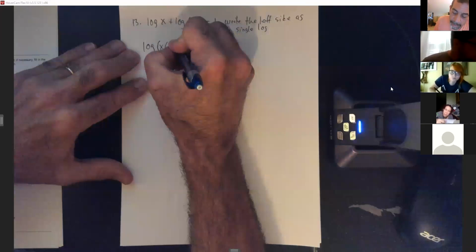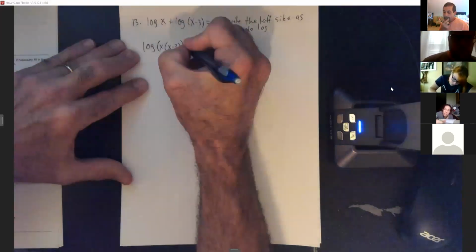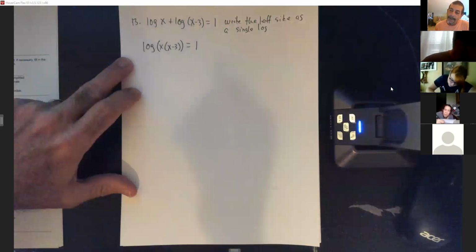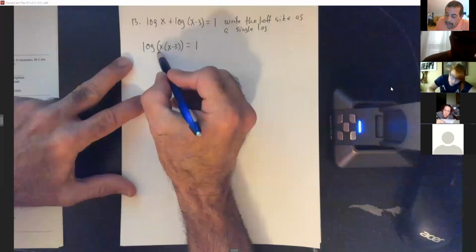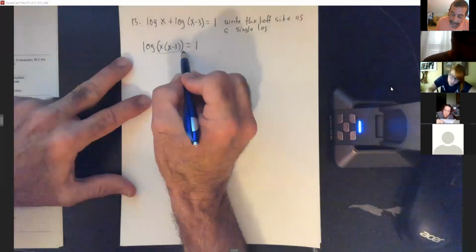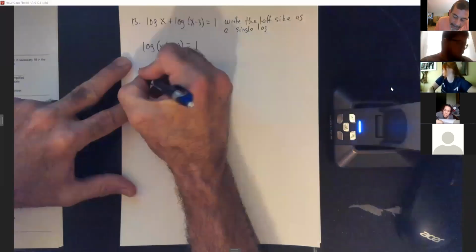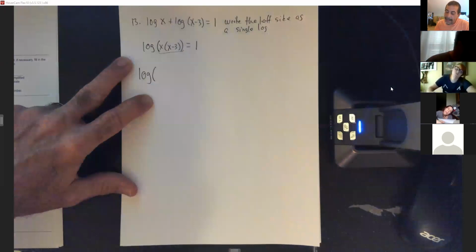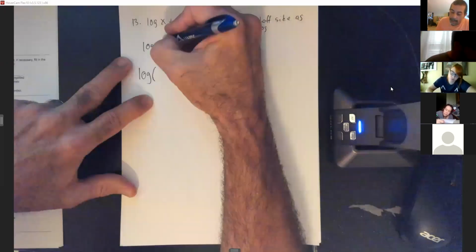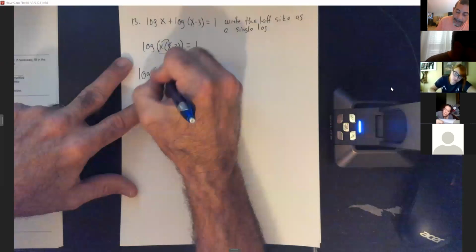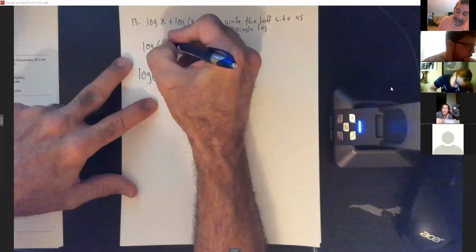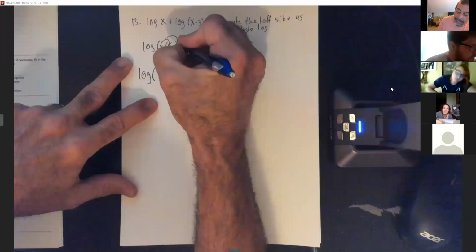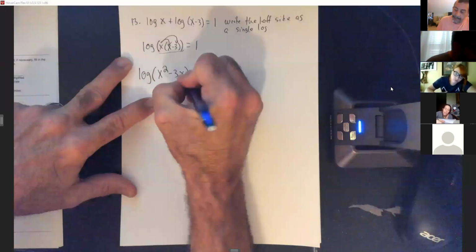All that's going to equal 1. And I'm going to go a step further, and actually let's multiply this out right here. So I get a log. If we distribute the x times the x would give me an x squared, and then x times that -3 gives me a -3x. And all that's still equal to 1.